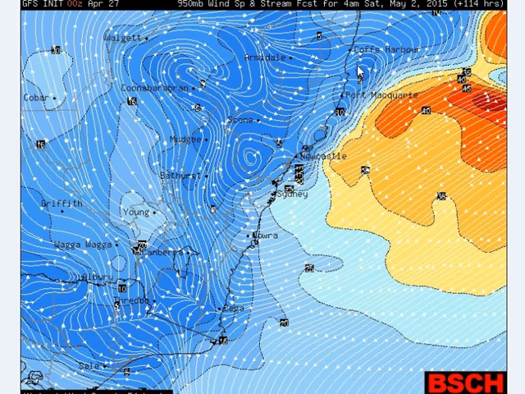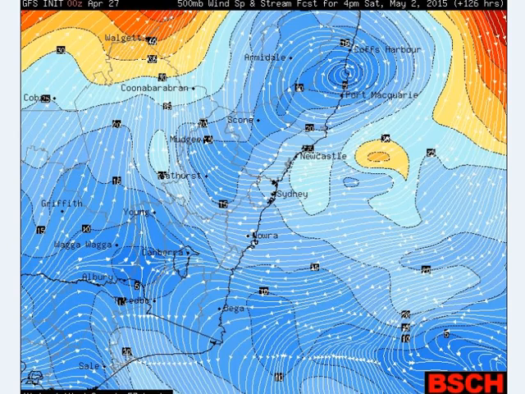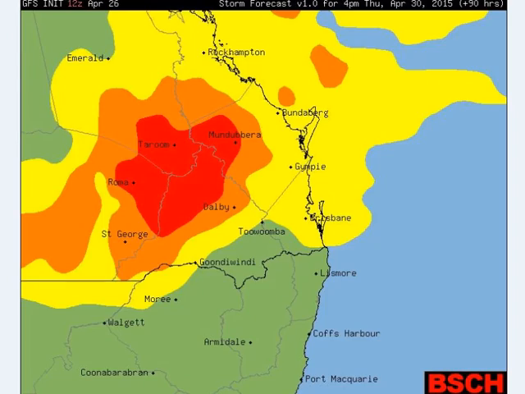But it also deepens the surface trough down the coast of New South Wales. As it crosses across the top, it deepens down south all the way down to Sydney. And on 4 p.m. Saturday afternoon, the low is right down there opposite Newcastle or Sydney. This could change, obviously, but that's the current standings of the computer modelling.